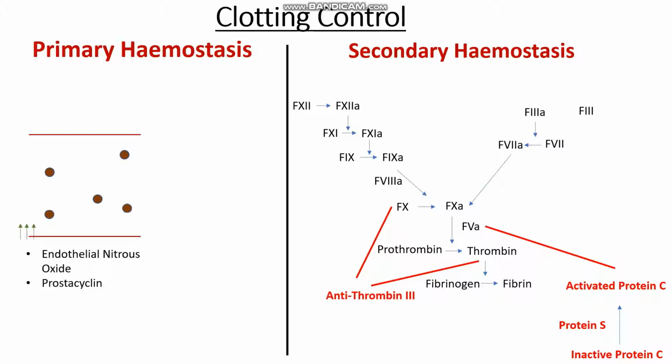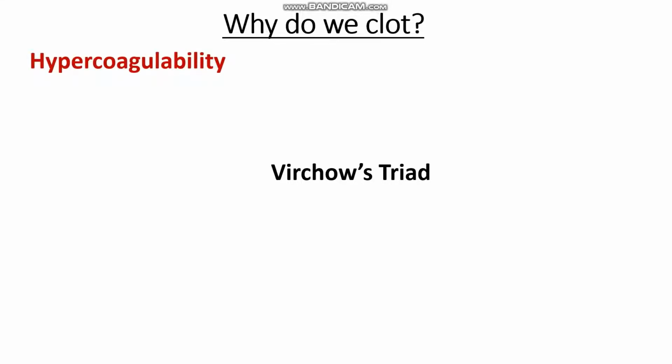So now that we've had a look at what mechanisms there are to stop us forming clots, why do we actually end up forming clots excessively or when we shouldn't? Well, we can actually break this down into three categories, and conveniently this is known as Virchow's Triad. And what Virchow's Triad says is that if we have hypercoagulability in our blood, or we have stasis of the blood, or we have endothelial damage, we are more likely to clot.